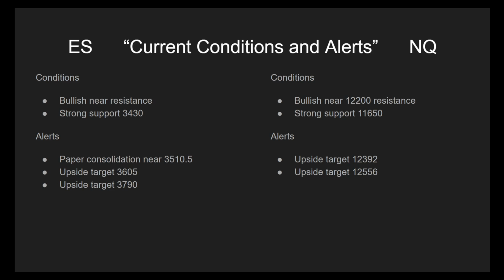Okay, so what do we currently have as conditions and alerts for ES and NQ? Obviously the conditions are bullish for both of them. SP 500 is near resistance, strong support at 34.30. Current alerts, we've been talking about this paper consolidation near 35.10 and a half. It's been happening nicely, so we'll continue to watch this price.